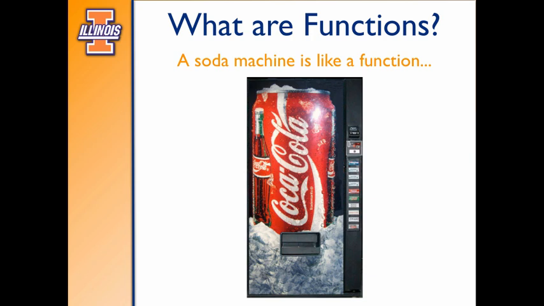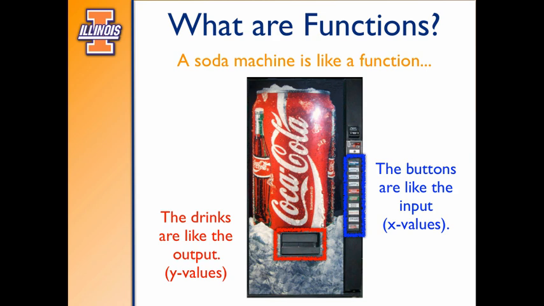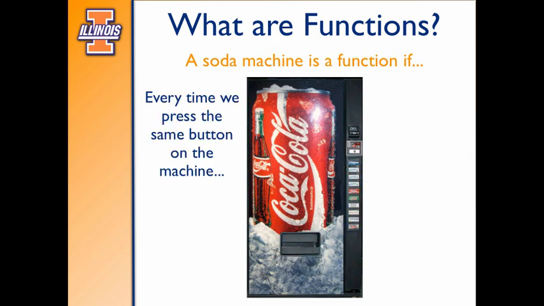I like to describe functions kind of like a soda machine. We've got our input values, or our x's, are the buttons of the machine. Our output values, or our y values, are like the drink that we get. I know that a soda machine is working if every time I press the same button on the machine, let's say for example the Coke button, I get that same drink.